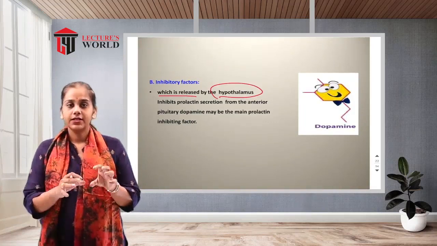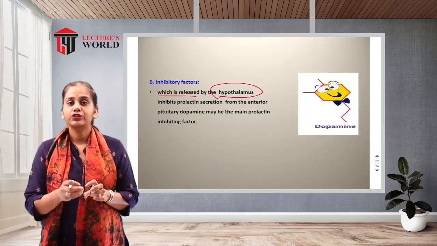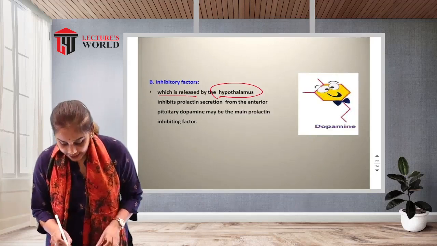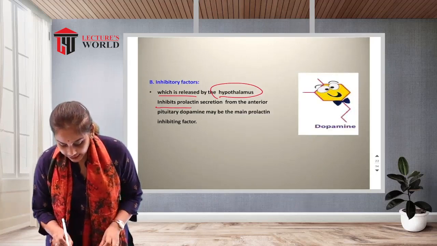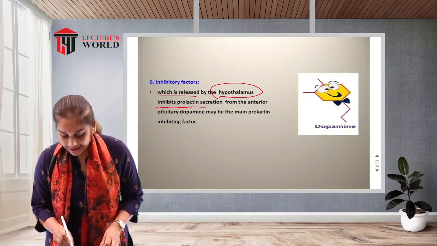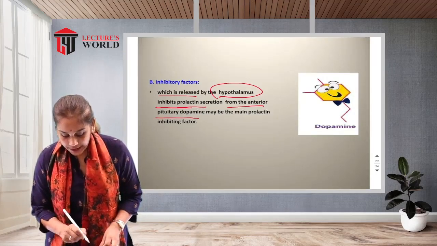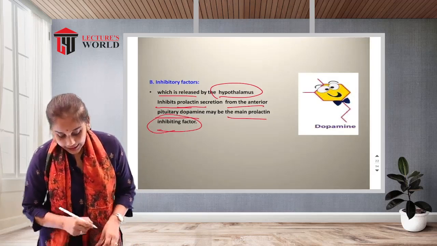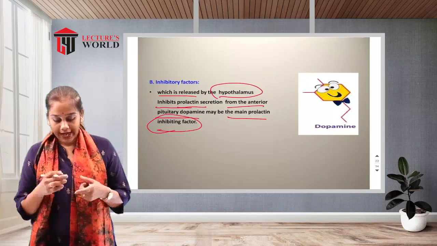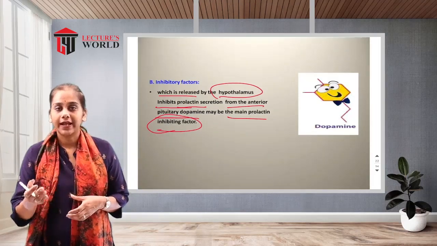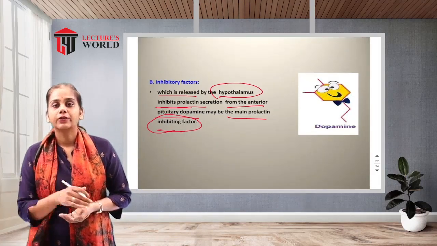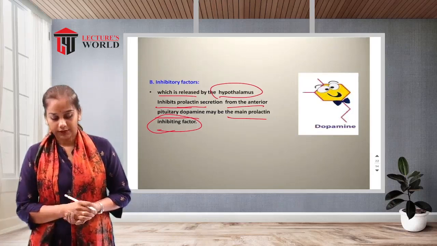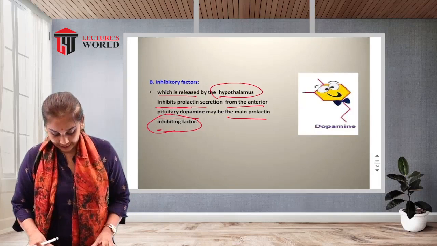The hypothalamus always tries to trigger the anterior pituitary gland. So the hypothalamus inhibits the prolactin secretion from the anterior pituitary. Dopamine may be the main prolactin inhibitory factor. The hypothalamus inhibits the prolactin hormone, triggers the anterior pituitary gland, and prolactin will be stopped. So this is the inhibitory factor.